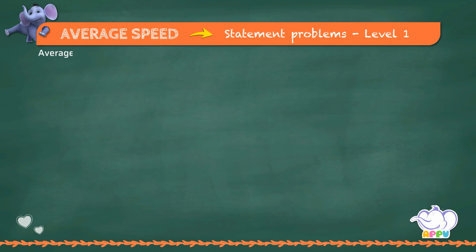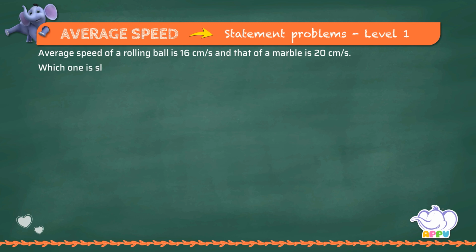Average speed of a rolling ball is 16 centimeters per second, and that of a marble is 20 centimeters per second. Which one is slower?